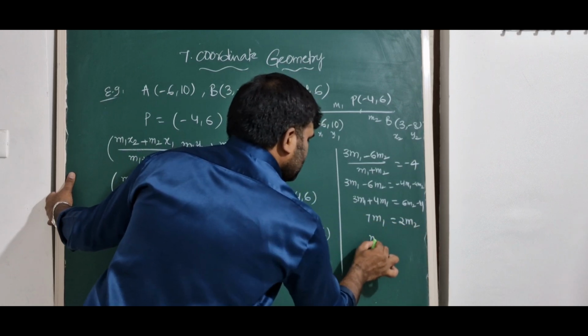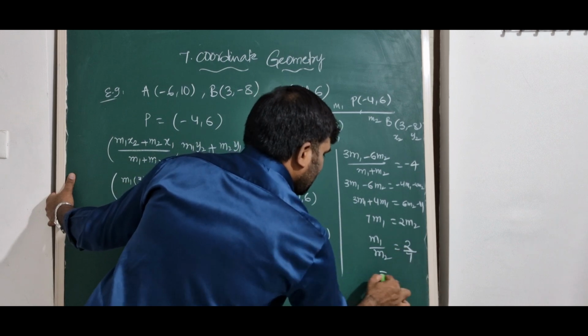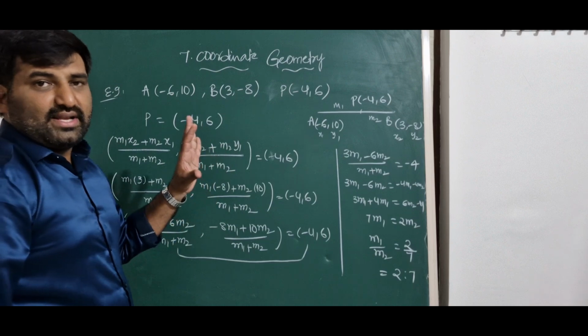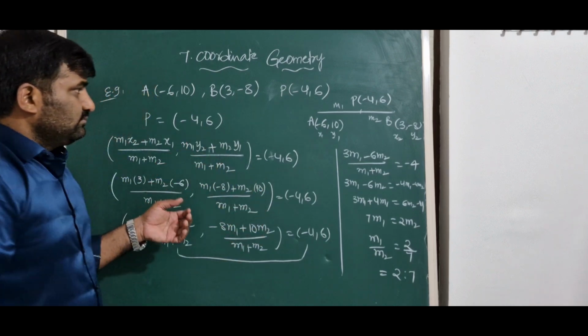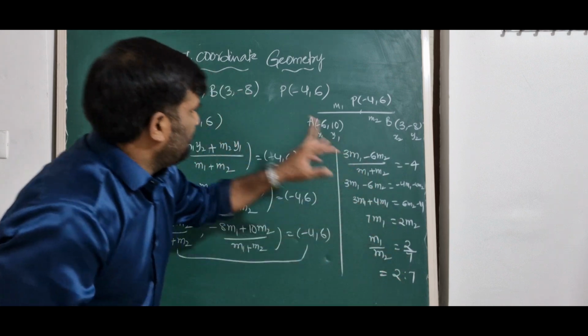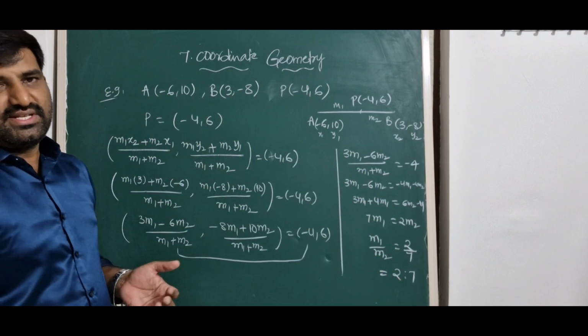Now we want the ratio, that is M1 by M2, which is equal to 2 by 7. We can write the answer as 2:7. Like this you can find the ratio. Sometimes an unknown variable will be given, and you can take the ratio in place of M1 M2 and find the unknown variable. You have these types of questions in the textbook.